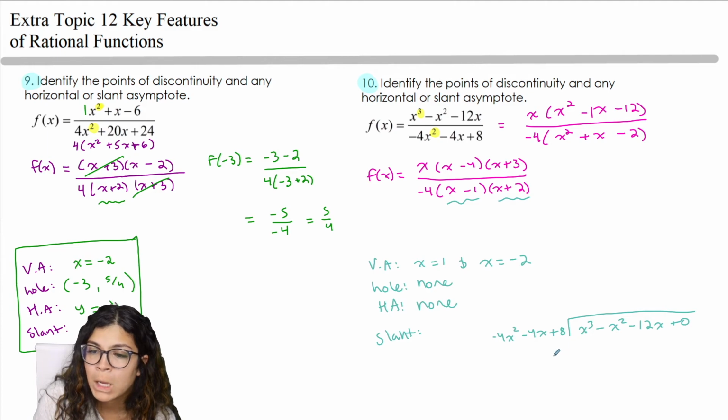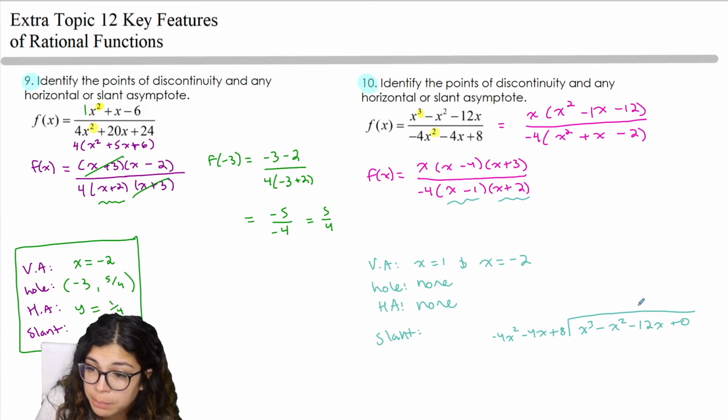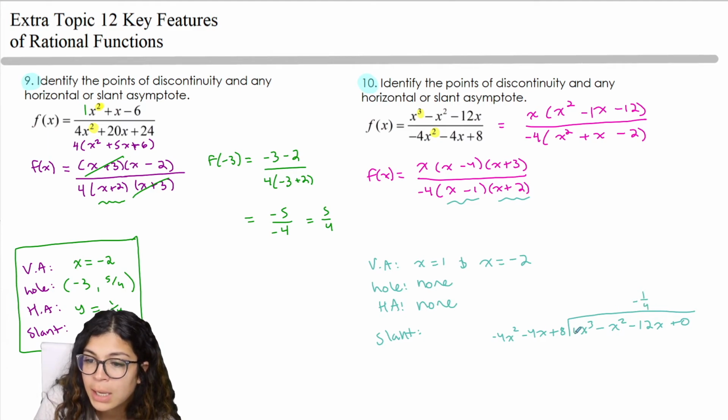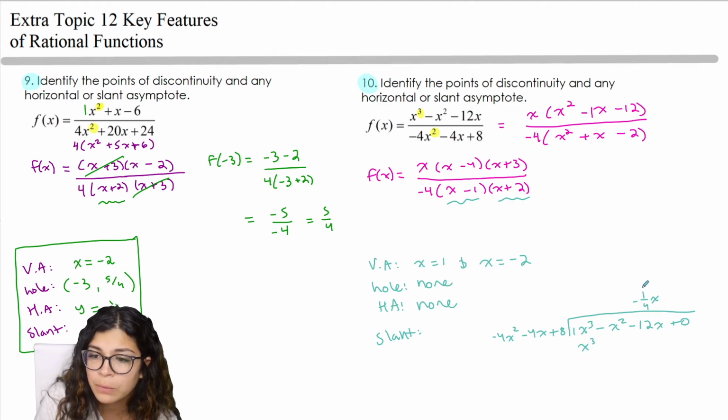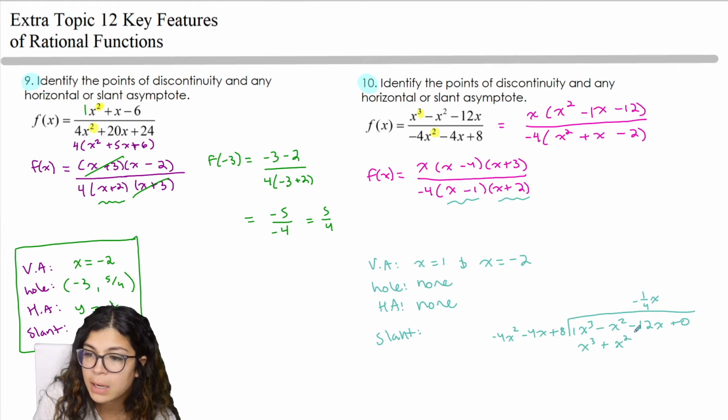What do I multiply -4x squared by to get x cubed? Well, negative, because I need it to become positive, 1/4, because I need it to multiply to +1, and I need to multiply by x so that I get x cubed. So -1/4 x times -4x squared will give me that 1x cubed. -1/4 x times -4x would be +1x squared. And -1/4 x times +8 would be -2x.